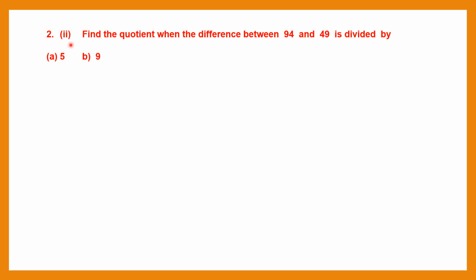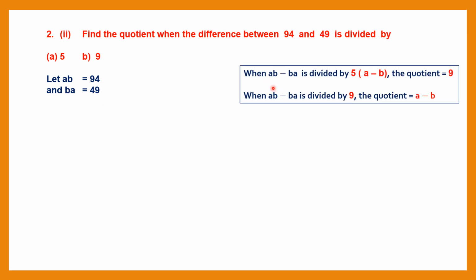Question 2, the second one itself. Find the quotient when the difference, this time we are talking about the difference of 94 and 49, is divided by 5 and then by 9. Okay, so again AB is 94, BA is 49 and keep this in mind. This time it is subtraction. When AB minus BA is divided by 5, so let's write it down. When AB minus BA, AB is 94 minus 49, is divided by A minus B. And how much is A minus B? 5. Then this is divided by 5.